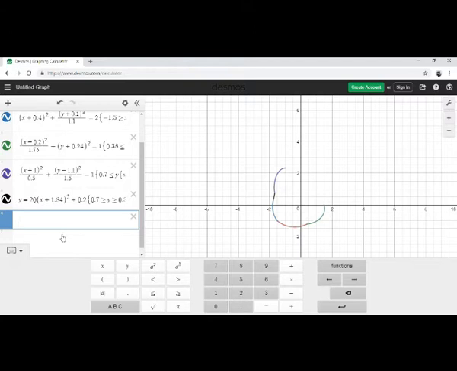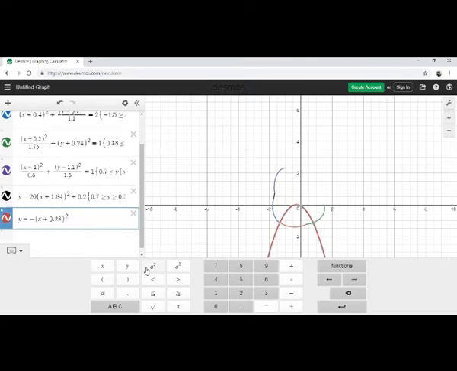y = −(x + 0.28)² + 2.5, with −0.4 ≤ x, and x ≤ 0.9.